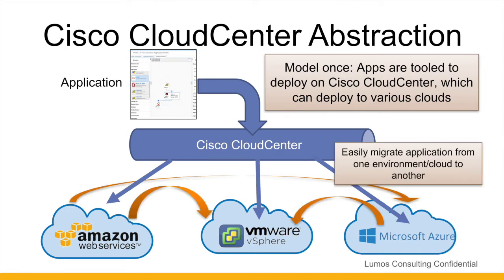You can also easily migrate an application from one environment to another environment. So you can take an application that you have deployed on VMware vSphere, move it to Amazon, move it to Azure, wherever you want to move it to. So it gives you that flexibility to just model the application once for CloudCenter, and then CloudCenter can figure out how to deploy it onto these various platforms.